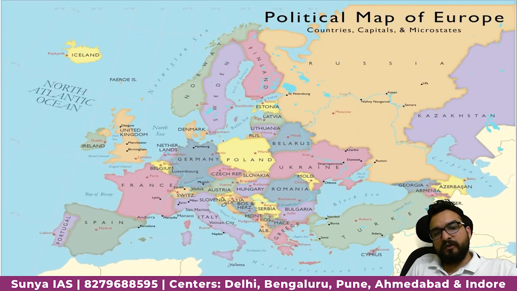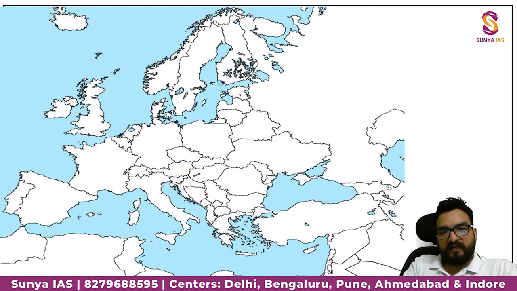Capitals we will see later on. So Slovenia, try to write down in your practice sheet also. And Serbia is the landlocked country. Let us write in the blank map, guys. This is your Slovenia. Slovakia is over here. There is no connection between Slovenia and Slovakia. And this is your Croatia.